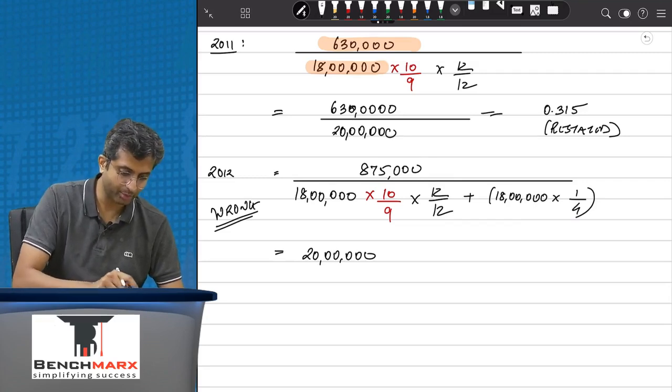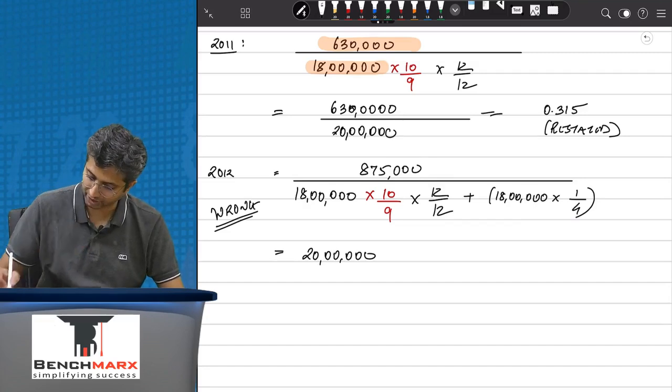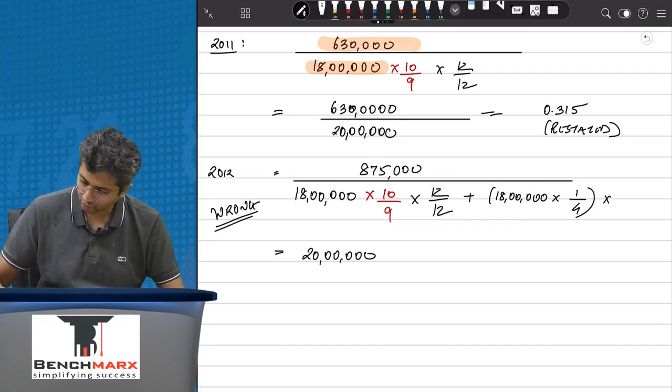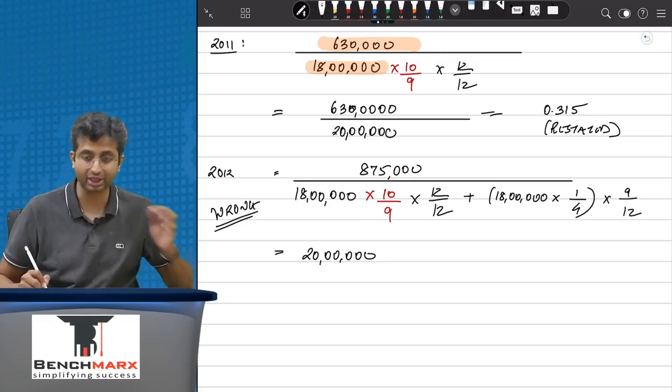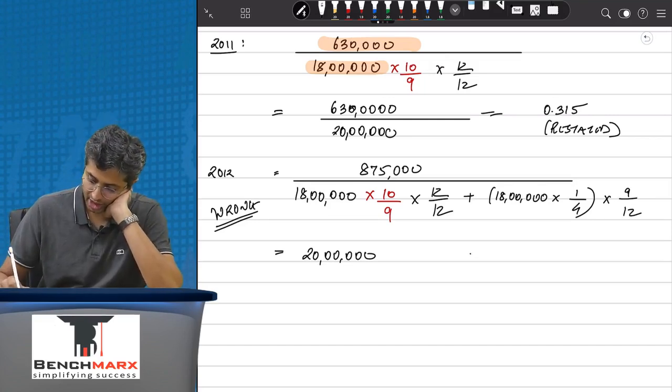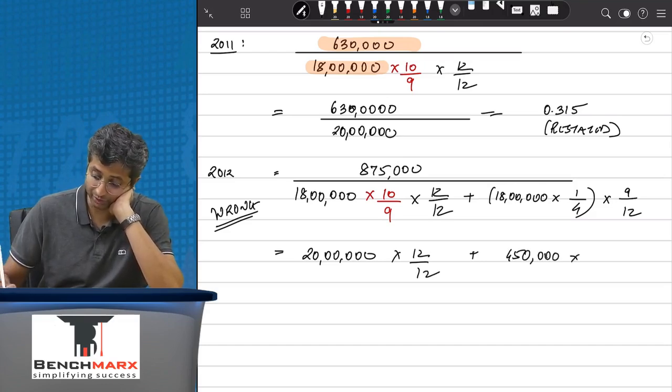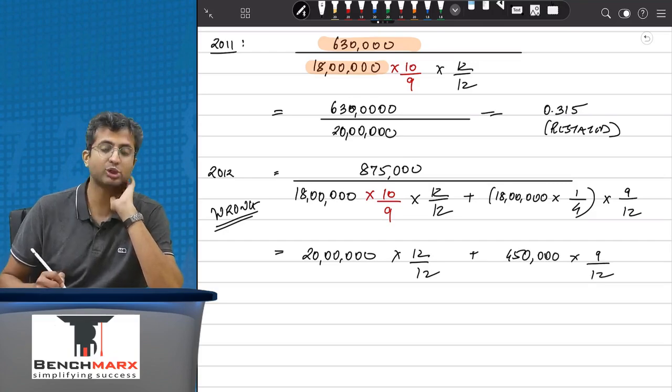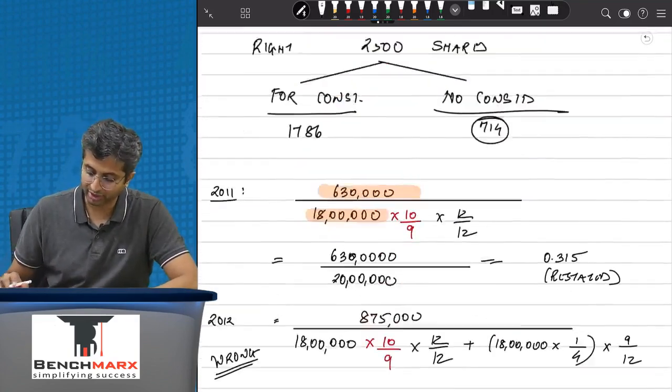So this is 1.8 million or 18 lakhs into 1 by 4, which will come to, let's say, 4,50,000. Into, you will not do any rights adjustment. However, into, you will take 9 by 12. So this is outstanding for 9 months. Okay, you will do the calculation and proceed. So this is 20 lakhs into 12 by 12, 4,50,000 into 9 by 12. Without even realizing, you will make a mistake over here. Sir, what is the mistake?